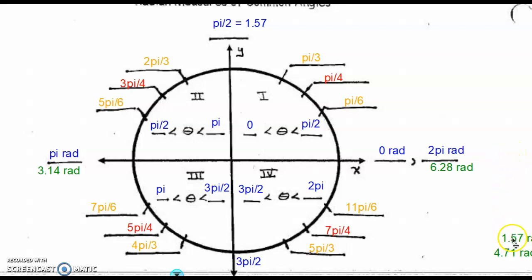And we do know that pi is the same as 3.14 radians. Well, here's 1.57 radians. And if I count by 1.57 radians, here's another 1.5, and another 1.5 is 4.71 as a decimal. This is exact. This is a decimal.